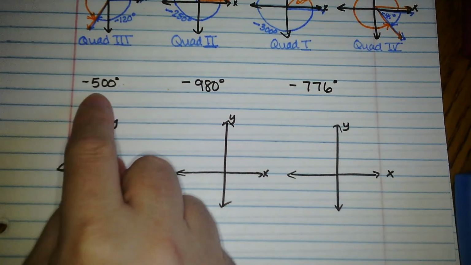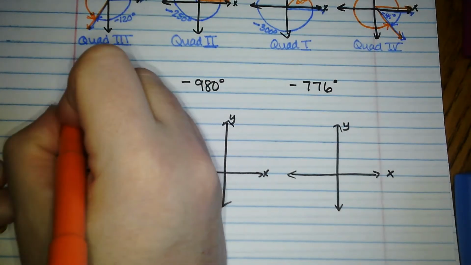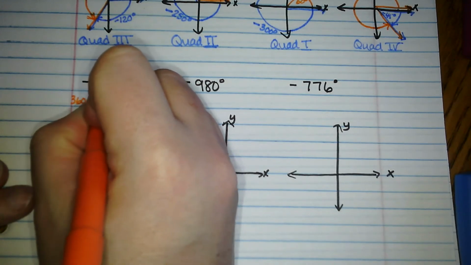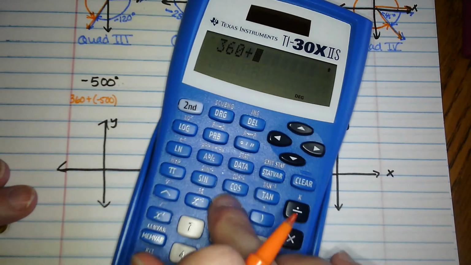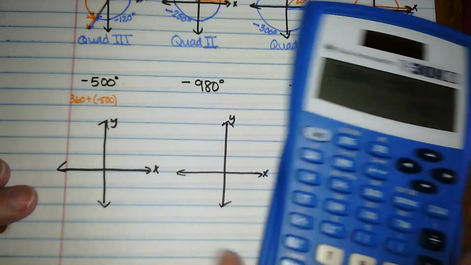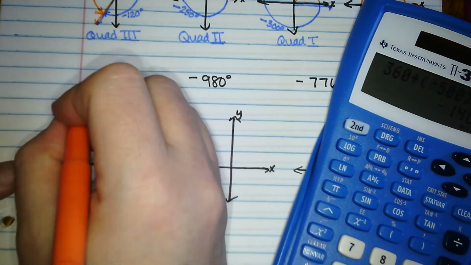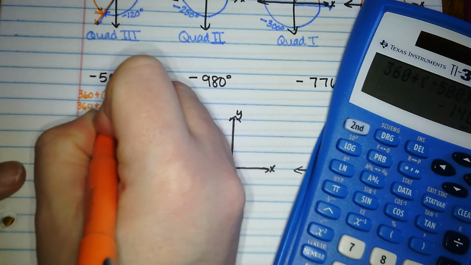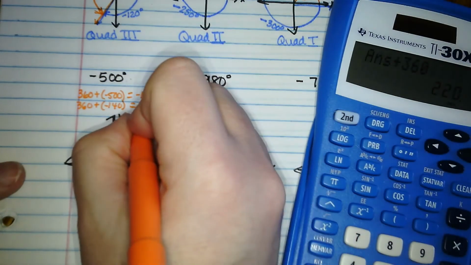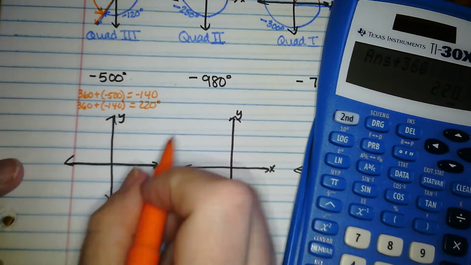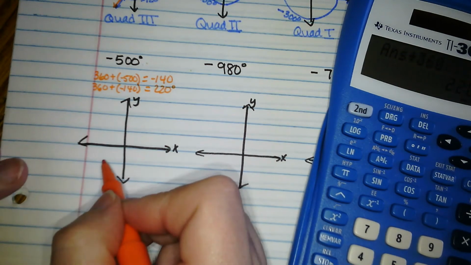When they're beyond a full rotation and negative, you're going to add groups of 360. So basically what that looks like is I would take 360 and add it to negative 500. I got my calculator for that. 360 plus negative 500 gives me negative 140. And then I have to do it again. 360 plus negative 140, and I think that would do it. That's 220 degrees. So I know that I'm going to end up in the 220 degree range, which is somewhere in quadrant 3.